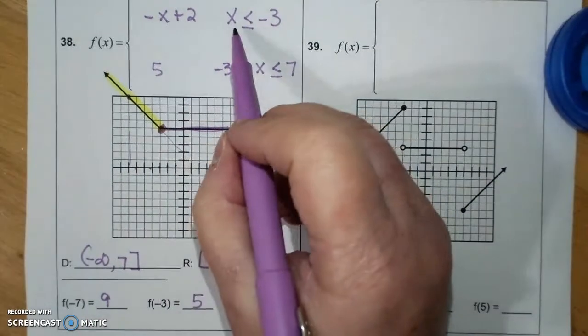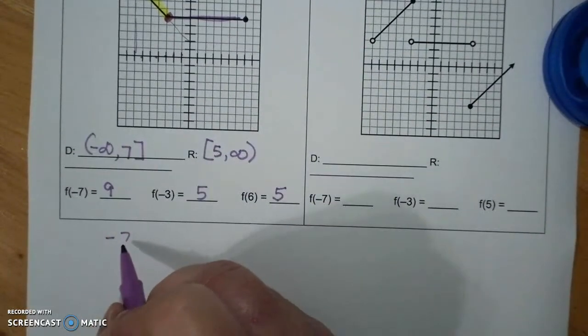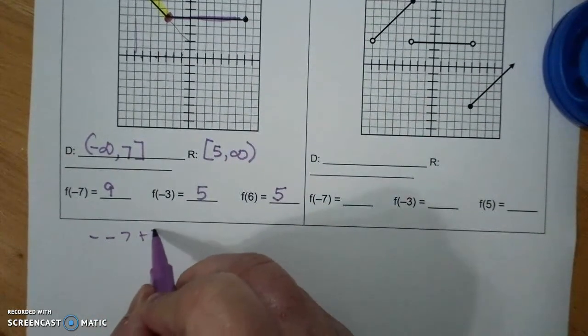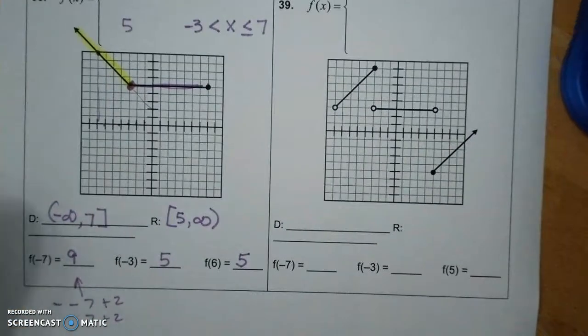This -7 is in this, so it would be actually a -7, oops, sorry, a -7 plus 2, which is, well, 7 plus 2, which is 9. You could do it that way also.